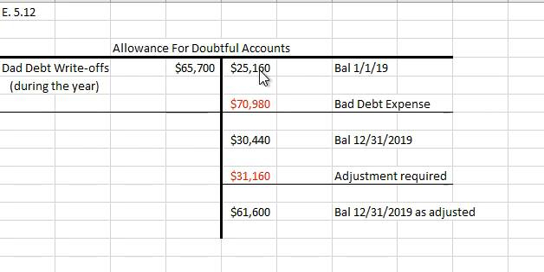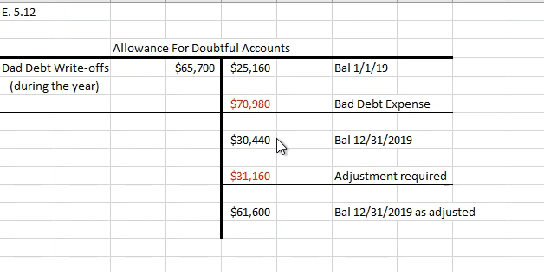But anyway, the point is we have a balance that they've given us in this account at the beginning of the year. Now understand that this balance at 1/1/19, guys, is the same balance that was on at 12/31/18. So that's the balance that's left in the allowance account. And so what we've done is we've written off a bunch of accounts here over the year, okay? And so then we have here, you'll notice, a doubtful account of 30,440 as our balance as of 12/31 after a year has gone by.